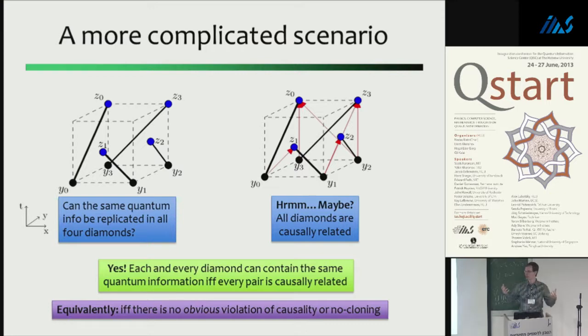There might be 100,000 diamonds there. You just look at them two at a time and ask, if I could do it in this case, would it amount to a violation of cloning and causality? And if the answer pairwise is no, then if you're ingenious enough, you'll be able to come up with a procedure to do it.